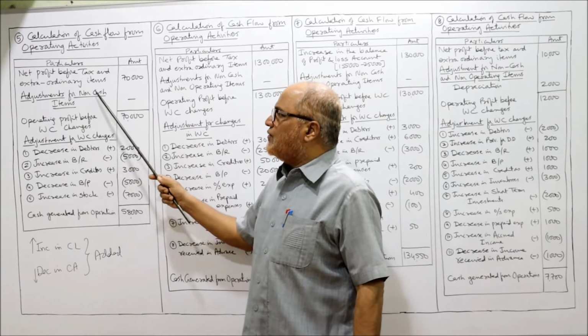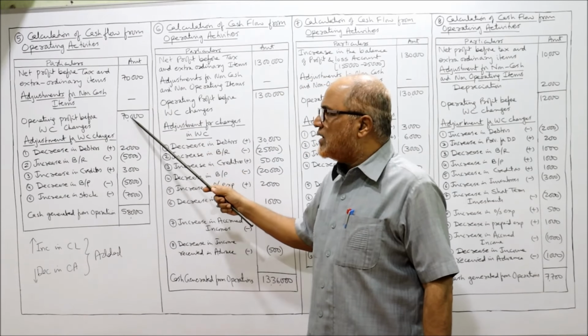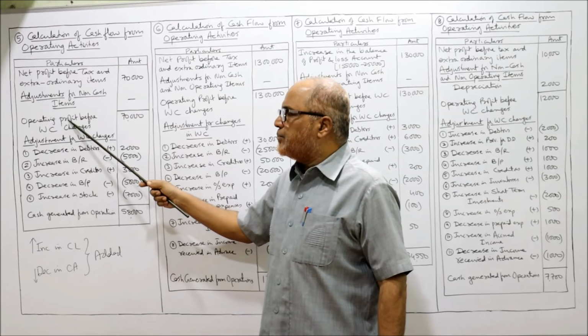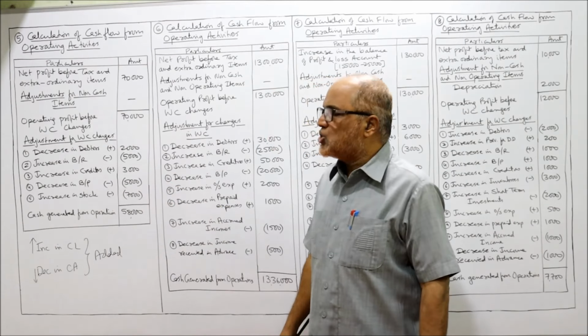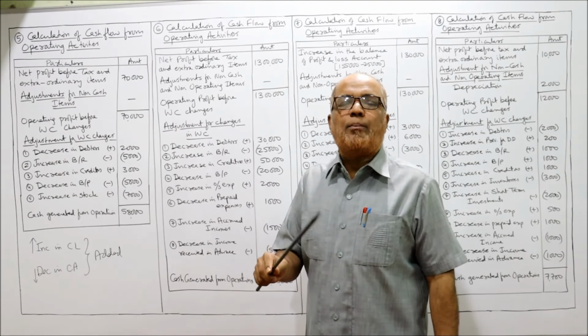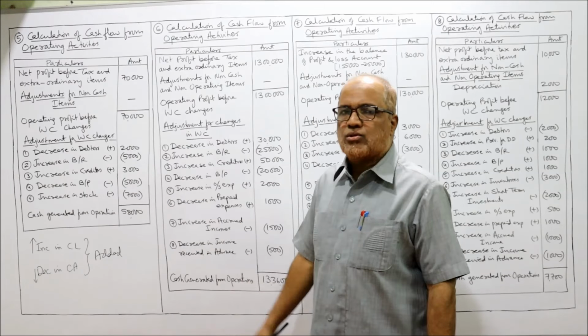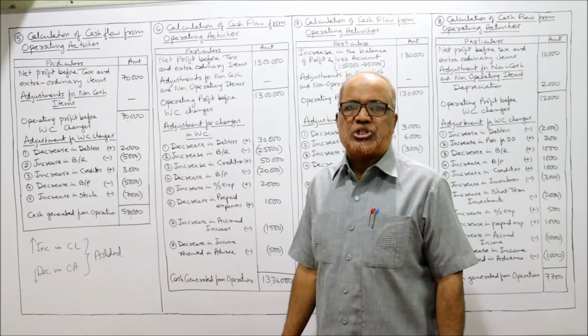So, adjustment for non-cash items, put a dash, no adjustments. So, same 70,000, we will take as the operating profit before working capital adjustments or changes. So before adjusting the working capital, the operating profit is 70,000. Now we have to make the adjustments for working capital changes.